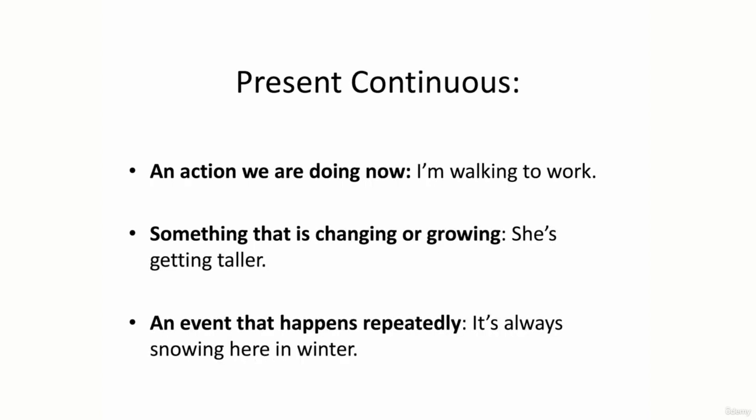We use the present continuous for an action we are doing now. I'm walking to work. For something that is changing or growing. She's getting taller. Or to indicate that an event happens regularly or repeatedly. It's always snowing here in winter.